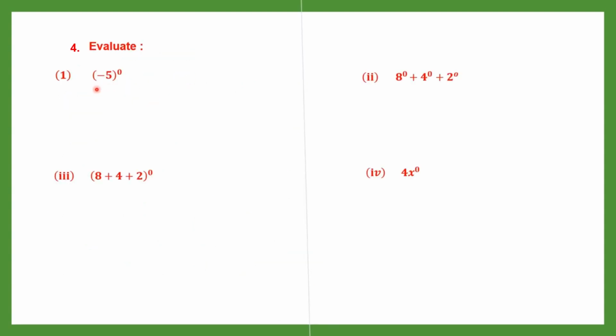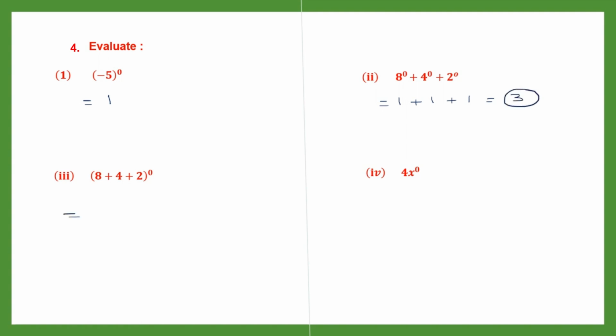Now here minus 5 raised to the power of 0. We know that anything that is raised to the power of 0 will be equal to 1. So here the answer is 1. Similarly, second here, 8 raised to the power of 0 plus 4 raised to the power of 0 plus 2 raised to the power of 0. So first one is going to be 1 plus 4 raised to the power of 0 is 1 plus 2 raised to the power of 0 is also 1. So 1 plus 1 plus 1 is 3. The answer here is 3.